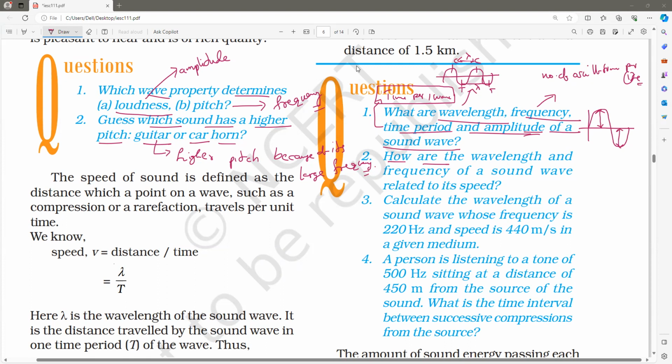How are the wavelength and frequency of a sound wave related to its speed? Anybody?